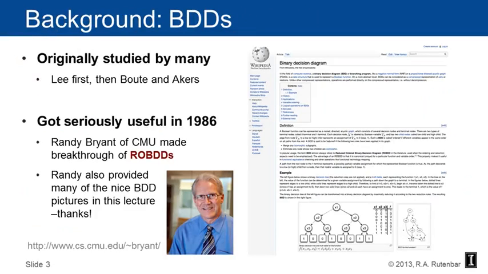Now, decision diagrams were actually studied by lots and lots of people, Lee and then Boole and then Akers way back when. But they got seriously useful when Randy Bryant of Carnegie Mellon University made a really remarkable breakthrough. These things are technically called reduced ordered BDDs, or ROBDDs, although honestly, everybody just calls them BDDs these days. This was really the breakthrough that made these things useful as a remarkable data structure. There's a big and interesting Wikipedia page on these that's certainly worth looking at. I'll also say that Randy provided lots of the nice BDD pictures in this lecture and some of the foundational structure of this lecture. So big thanks to Randy Bryant for letting us use that material.